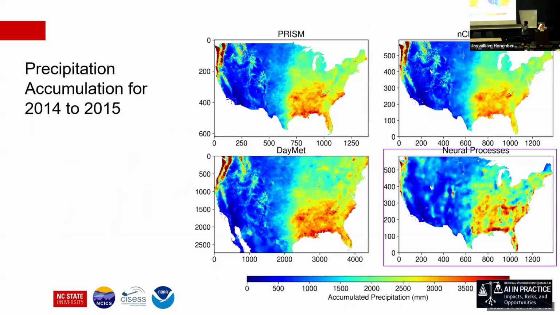On the left columns, we have two other reference data sets from different groups. One is from Oregon State University. The other one is from the Oak Ridge National Lab, the Daymet data sets. And on the top right is the NOAA data set, that is the official record keeping. And then on the bottom right are the figures that we generated with the machine learning based methods.